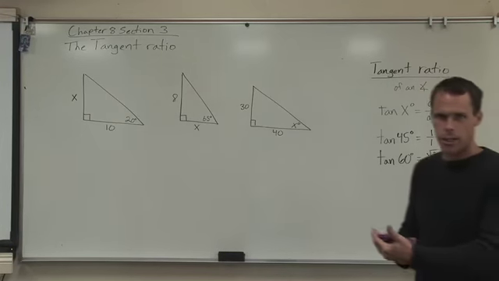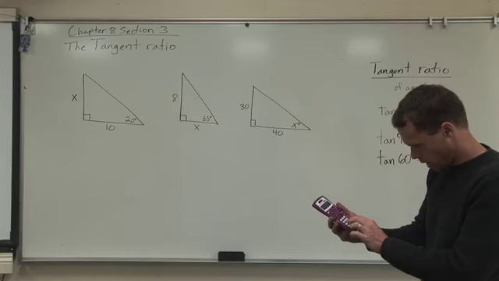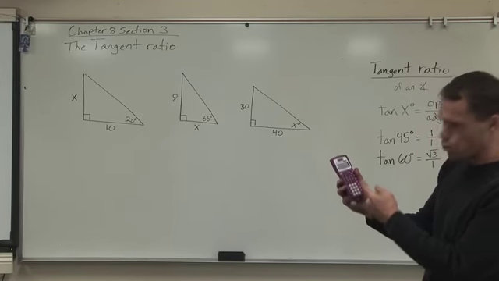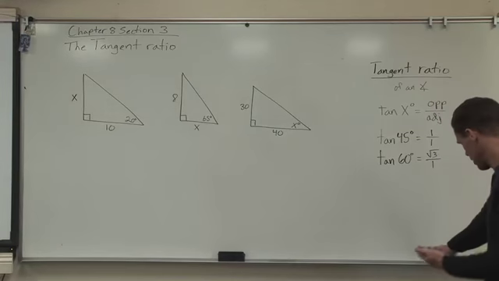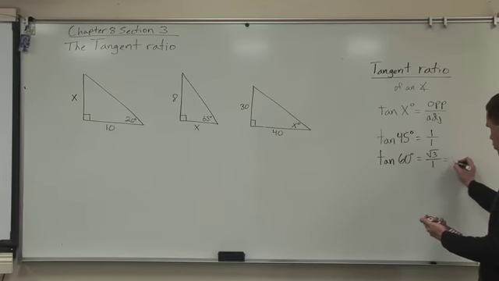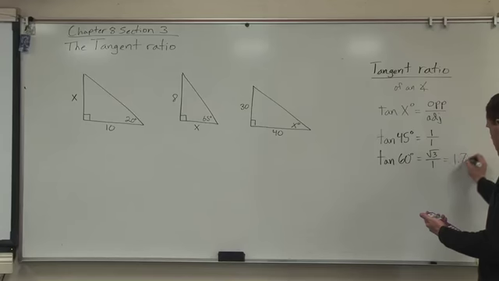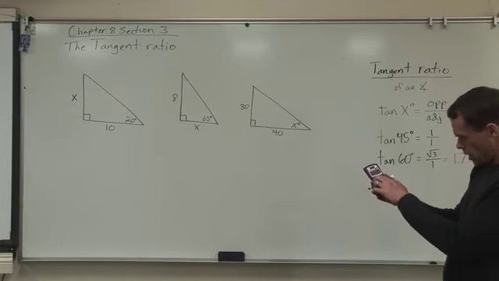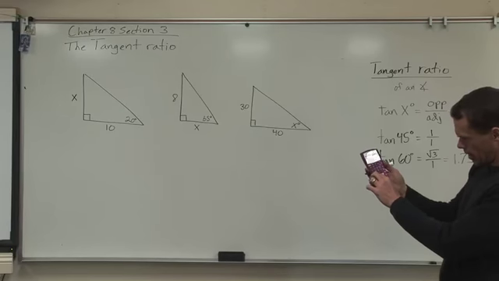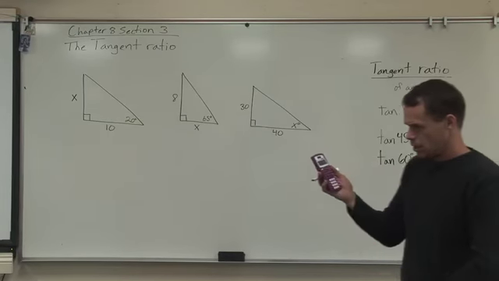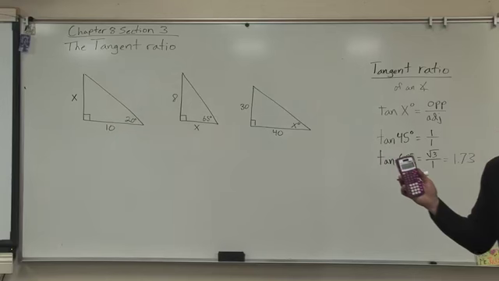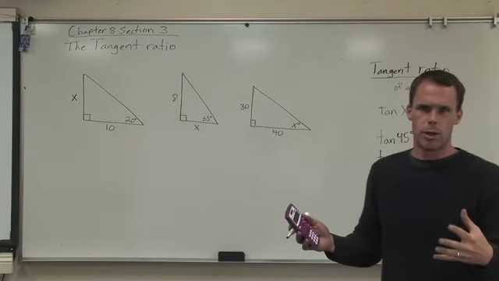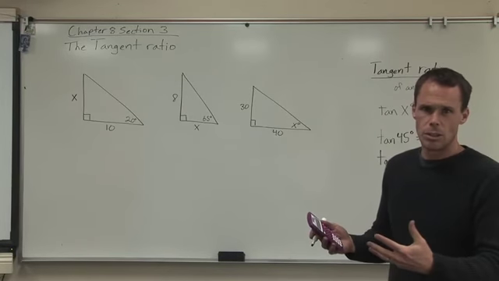Wait a minute, the calculator knows all these? Hold on. What's the tangent of 60 degrees? Calculator says it's 1.73. Well, wait a minute, that's root 3 over 1. Maybe I should check, what is the square root of 3? So I take my calculator and go square root of 3, 1.73. My calculator appears to know all the tangent ratios for every single value.